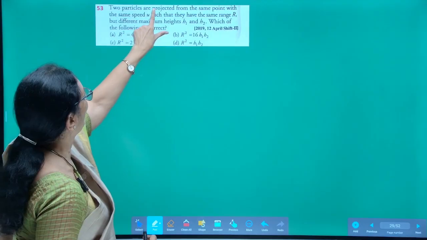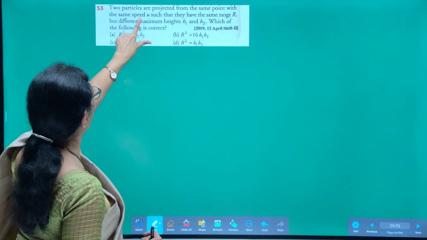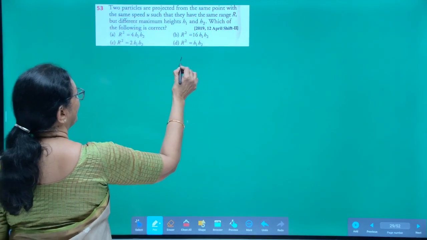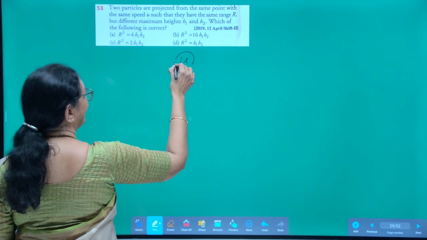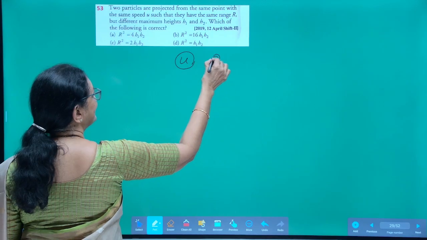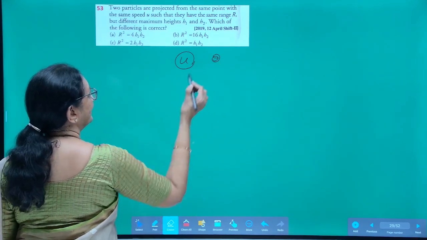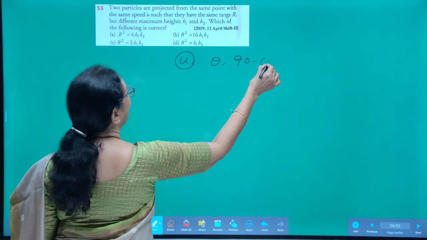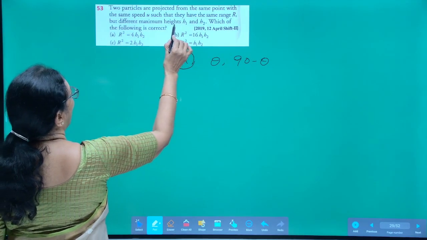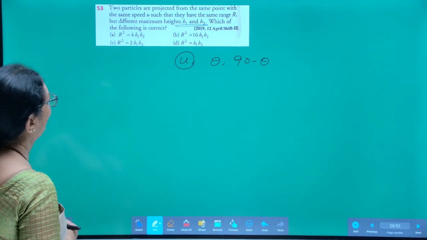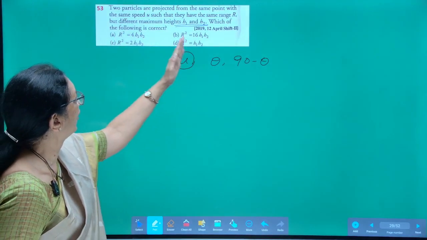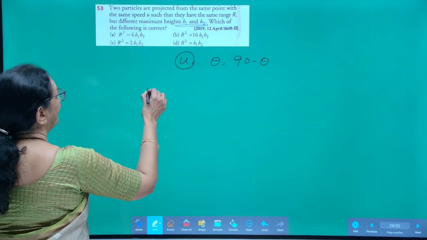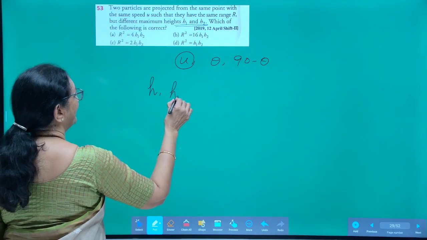Look, two particles are projected from the same point with the same speed such that they have the same range. Both of them are projected with u at angles theta and 90 minus theta. Angles of projection are theta and 90 minus theta. Maximum heights reached are H1, H2. If you look at the options, which of the following is correct? We have to find out the product of their maximum heights.